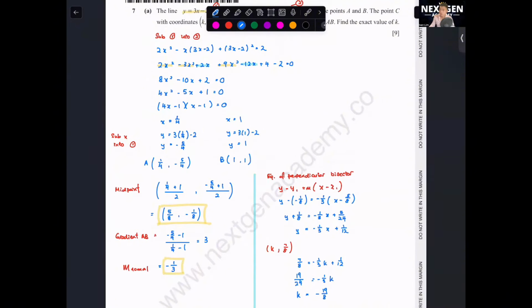Okay, all correct? Yeah, you just have to be careful when you calculate it. Be very, very careful when you put in all the values. Okay, let's go to question B.